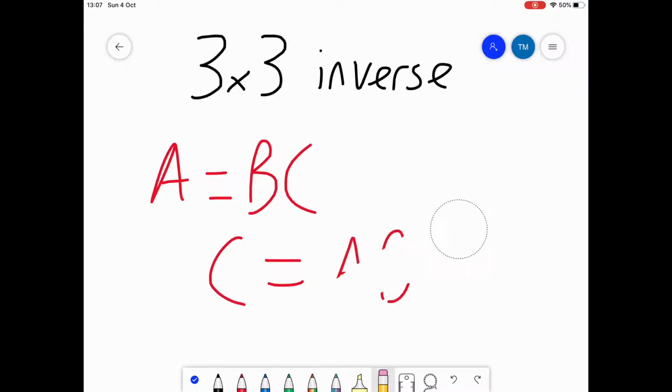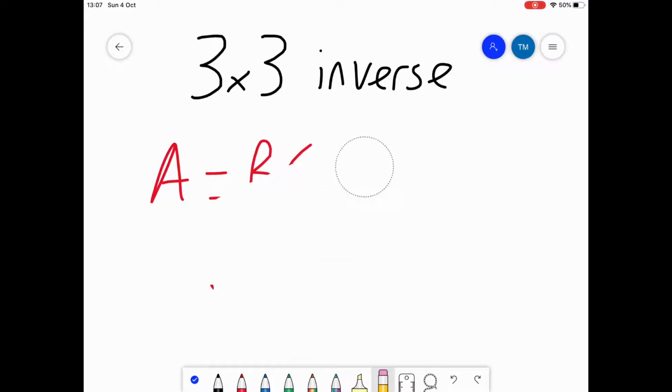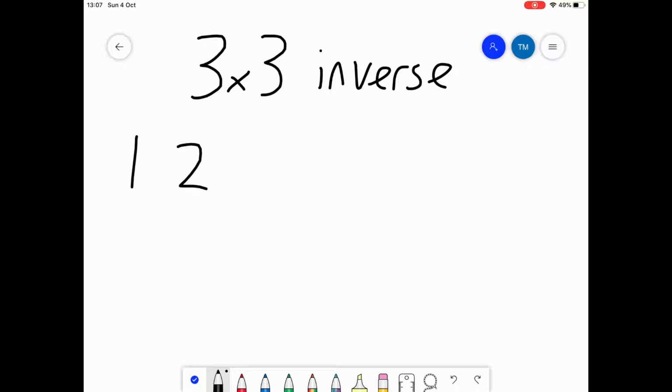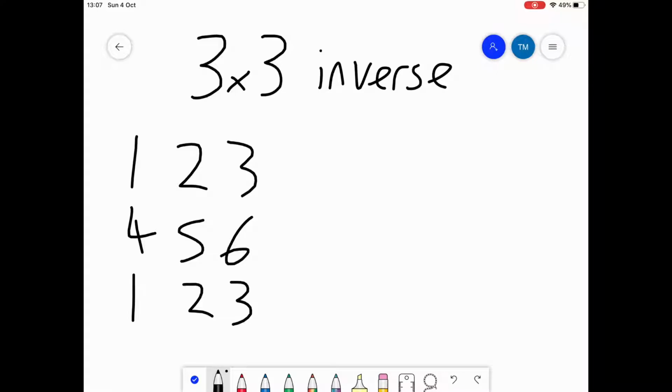So let's get started. So we're going to find the inverse today. We're going to start off with something quite simple. 1, 2, 3, 4, 5, 6, 1, 2, 3. And now we're going to find the inverse of this matrix.